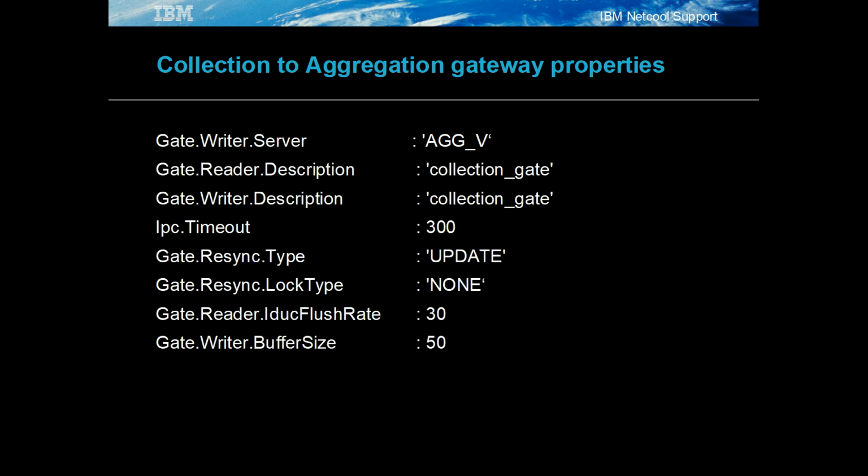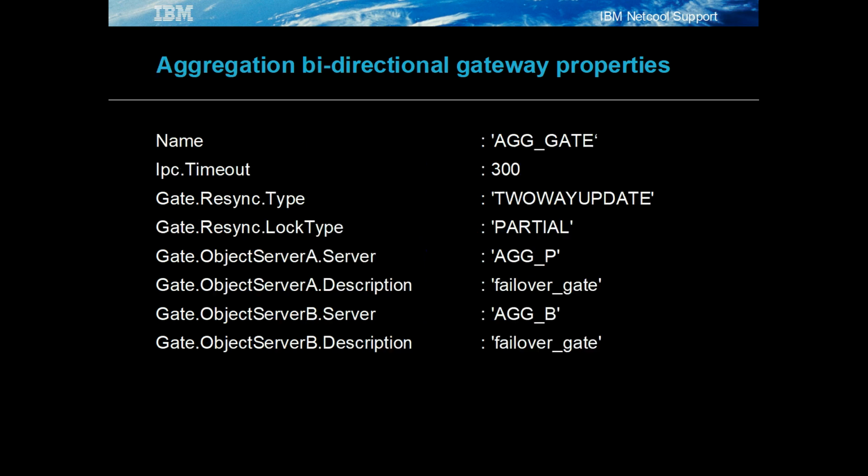The collection to aggregation gateway connects to the virtual aggregation object server. No object servers are locked by these gateways. The aggregation gateway is the only gateway in the multi-tier environment that uses a lock, and this lock is a partial lock on the object server being written to during a resynchronization. The gate.resync.type used to be update, but is now set to two-way update to improve behavior.